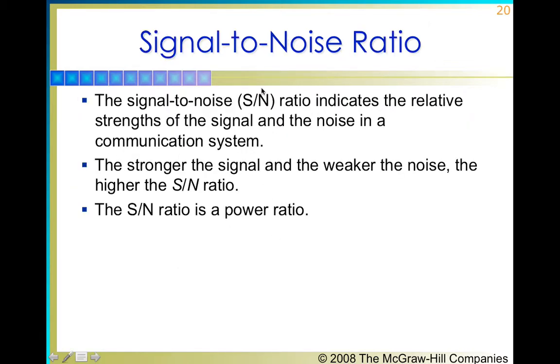This is a very important terminology, which is the signal to noise ratio. It is a ratio of the signal to the noise of a communication system, and the greater the value of the signal to noise ratio, the better it is. It is also called a power ratio.